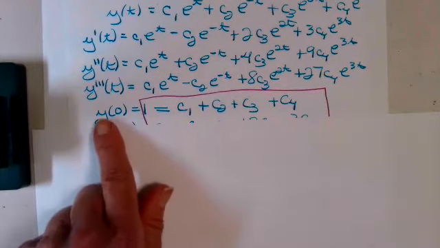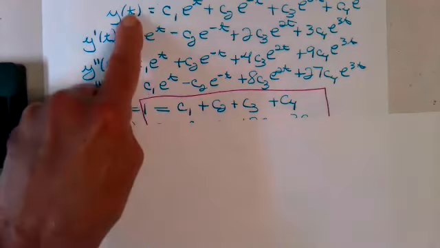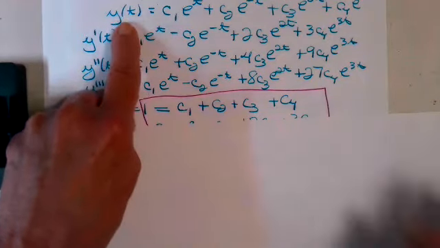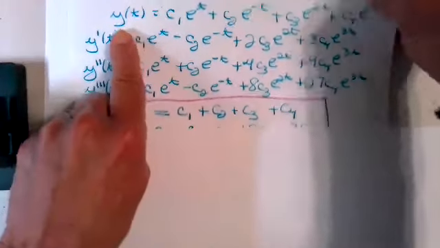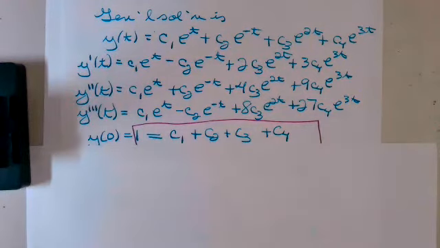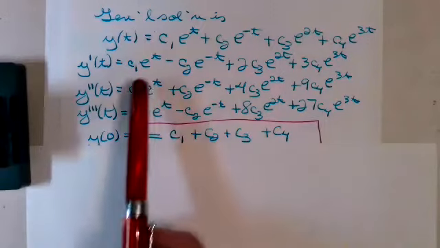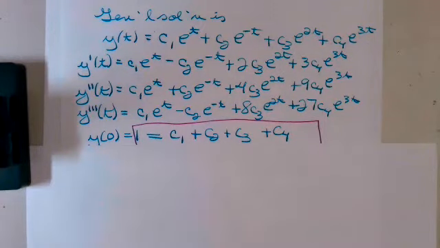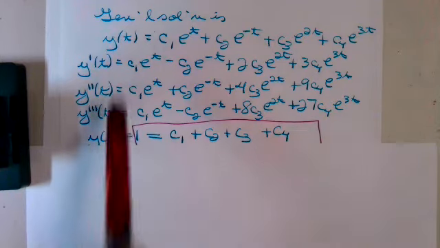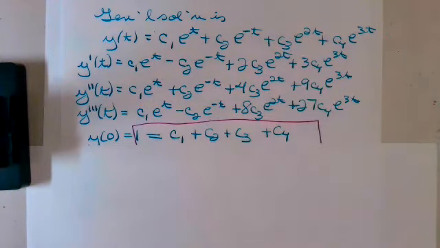And now we have to plug in the conditions. The first condition said y at 0 was 1. So 1 has to be equal to this thing evaluated at t equals 0. At t equals 0, the exponentials don't vanish, sorry. It's e to the 0, so that's 1. So at t equals 0, you get 1 is equal to C1 plus C2 plus C3 plus C4. Okay, so that's one equation.